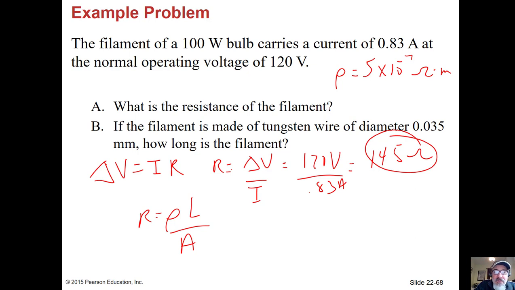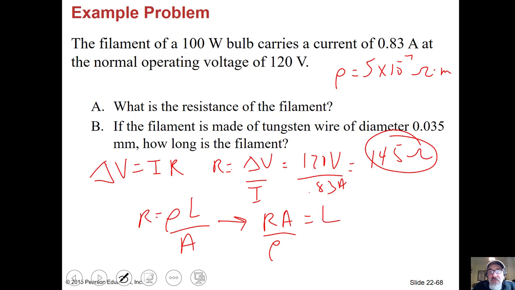So let me regroup here. We're trying to figure out the length. So for the resistance, multiply both sides by A, divide both sides by the resistivity, and that will give us the length. The resistivity I know because it's tungsten and it's operating, check mark. The resistance we got from the first part, check mark.